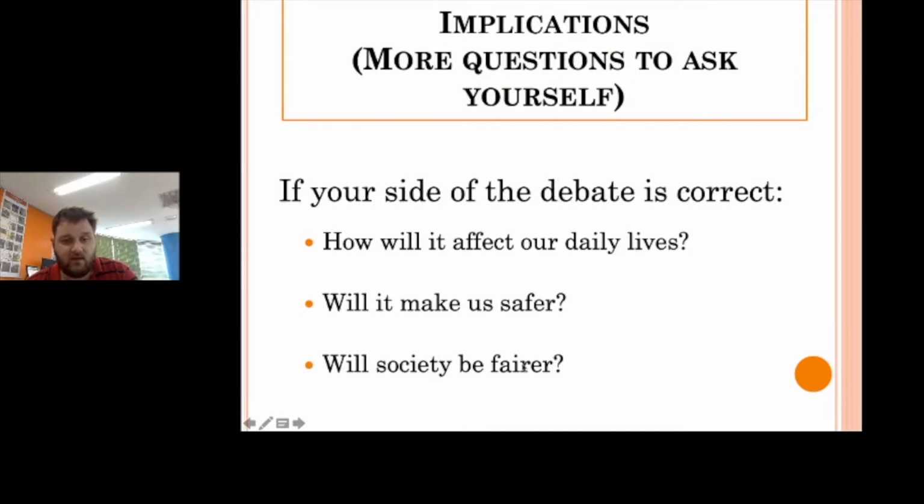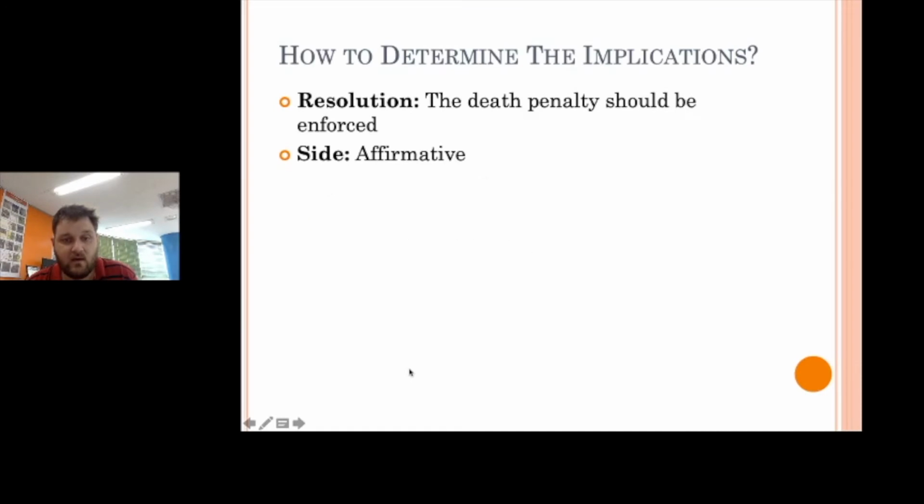Will society be fairer? How will it affect our daily lives? Maybe in this last resolution, question 1 is maybe not relevant, so I won't ask myself this. And same with question 3, not relevant to that specific argument. However, if I wanted to argue on fairness, I could talk about implications about making it a fairer society.